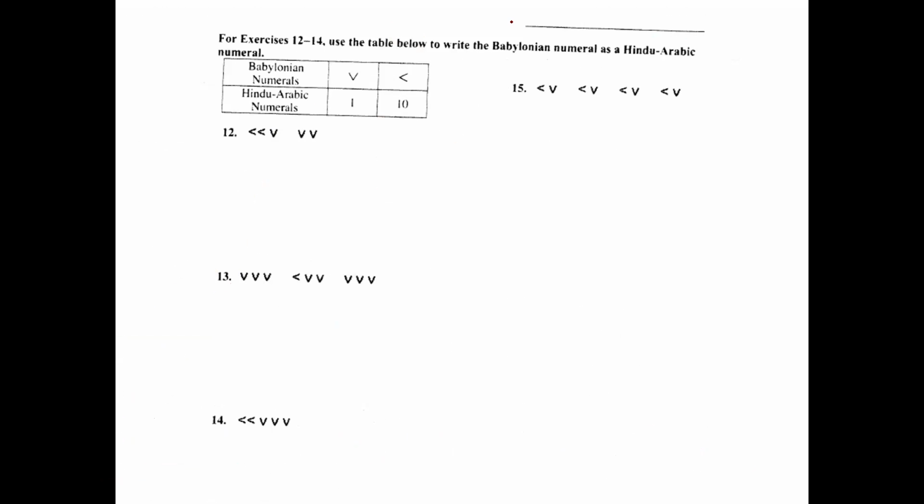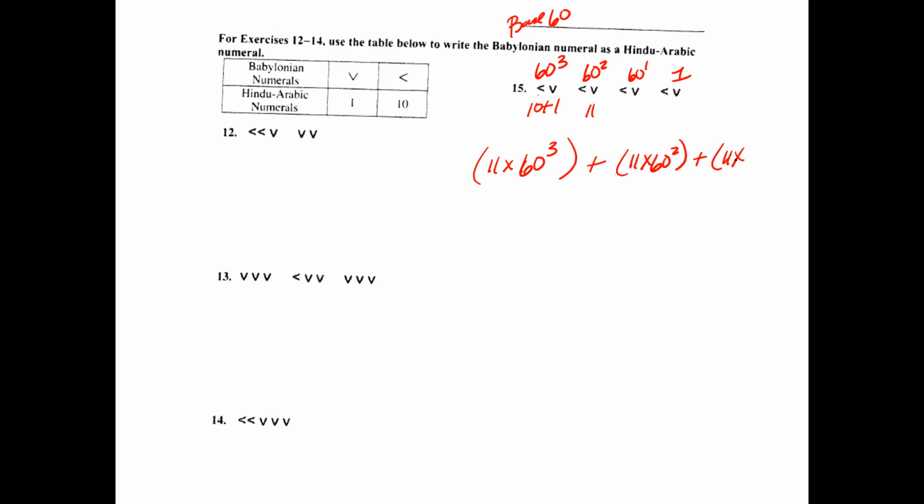Remember, with Babylonian, it is with a base of 60. So that's 1, 60 to the 1 power, 60 squared, 60 to the 3rd power. So then let's convert this. Less than is 10 plus 1, so 11 times 60 to the 3rd, plus 11 times 60 squared, plus 11 times 60 to the 1 power, plus 11 times 1.